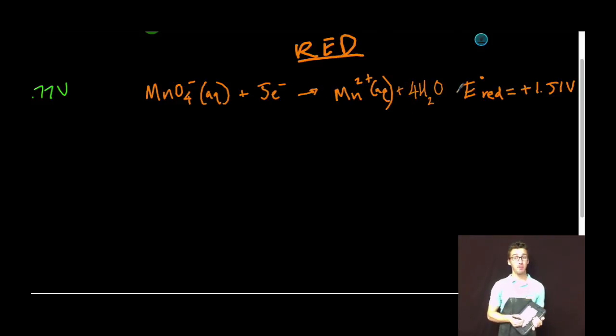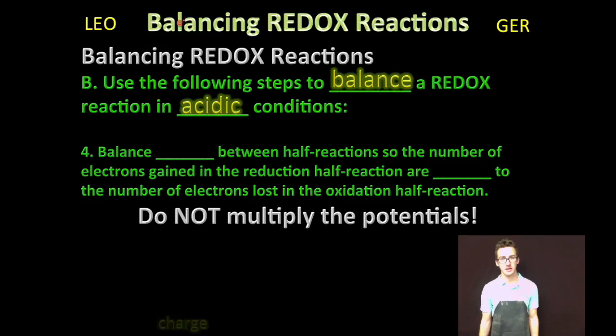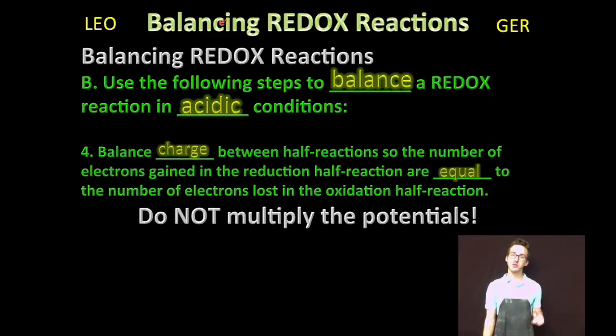So although I've now balanced for oxygen, I now need to balance for hydrogen. To balance for hydrogen, you add hydrogen ion. And again, because this is happening in acidic medium, we've got a bunch of extra hydrogens around to help us do that. Finally, it's important that you also balance for charge between the half reactions. You've got to make sure that the number of electrons gained in the reduction half reaction are equal to the number of electrons lost in the oxidation half reaction.